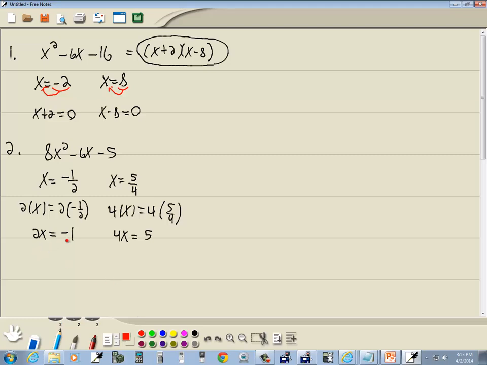Second step is to get 0 on the right side. So I'm going to take this negative 1, move it on the same side as the 2x, and take this 5 and move it on the same side as the 4x. Remember, when you take anything across the equals, your sign changes, so the negative 1 becomes a positive 1. And over here, the positive 5 becomes a negative 5. Now once you get rid of the fractions, and once you get zeros on the right side, that's your answer. So this factors as 2x plus 1 times 4x minus 5.